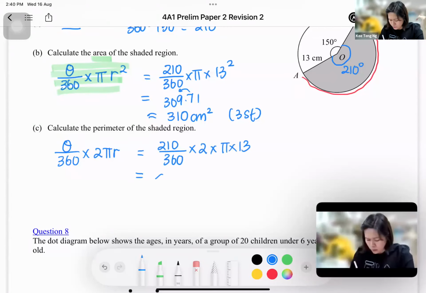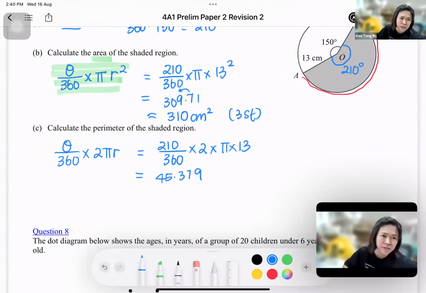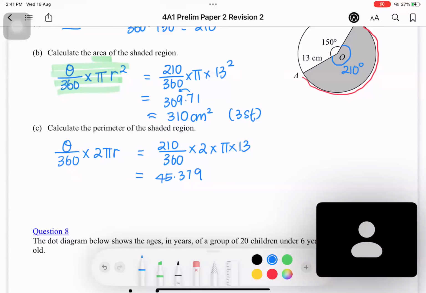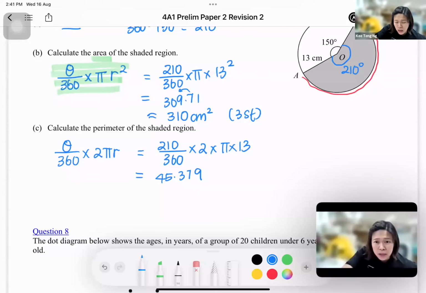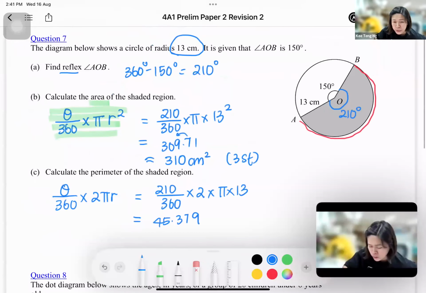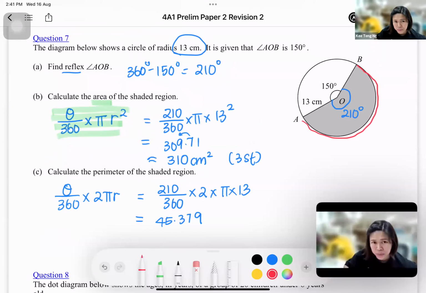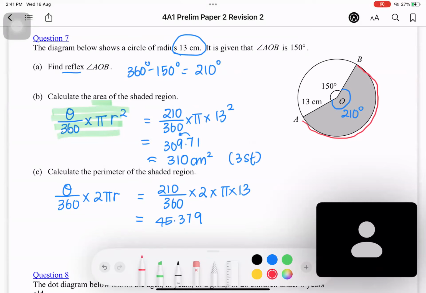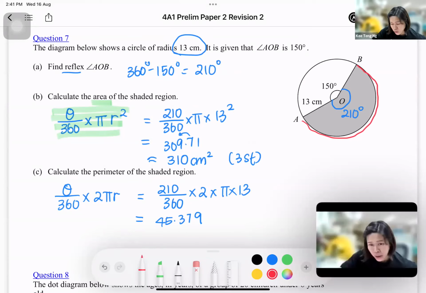Okay, I got the number 45.379. Okay, but is this the final answer? Anyone? Is Zacchaeus still online? Zacchaeus? Amirin, are you still online? Yeah. Okay. Then, Amirin, I found the arc length already. What else must I add to get the perimeter of the shaded region? How to get the perimeter? You must add something. I must close it up, right? So I draw the arc already. Then must do what?